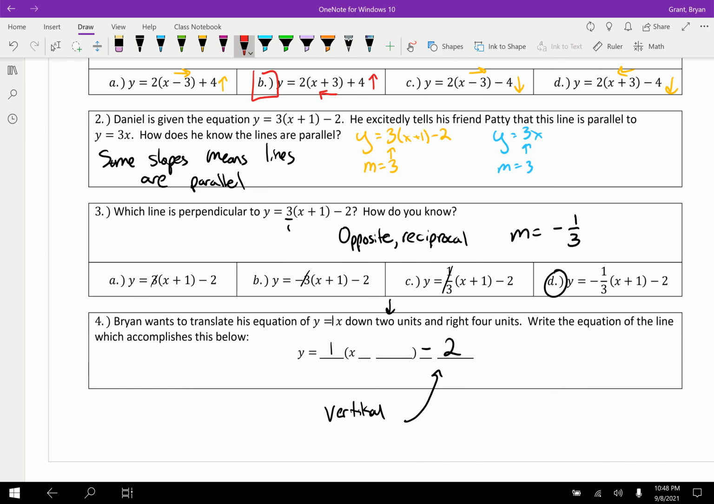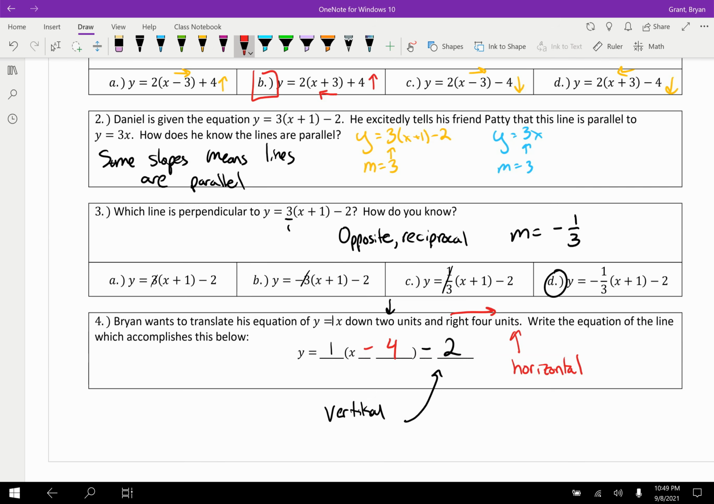We also need to move right 4 units, right? If we're moving left and right, that's horizontal movement. That is the h value. So h has to be 4. But I don't want it to be plus 4, because with HK form, we always do the opposite. So if I want to go right 4, it needs to look like the opposite.